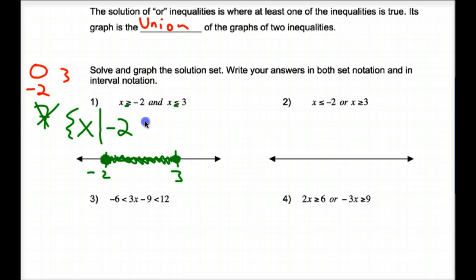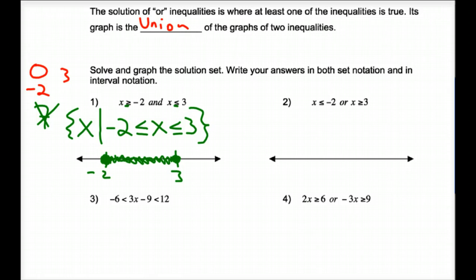Negative 2 is less than or equal to x. Is that the same thing as x is greater than or equal to negative 2? Yes, it is. Look, I just flipped it around. If I flip it around, the inequality sign flips. So we have x less than or equal to 3. And I just wrote that compoundly. That's a compound inequality.